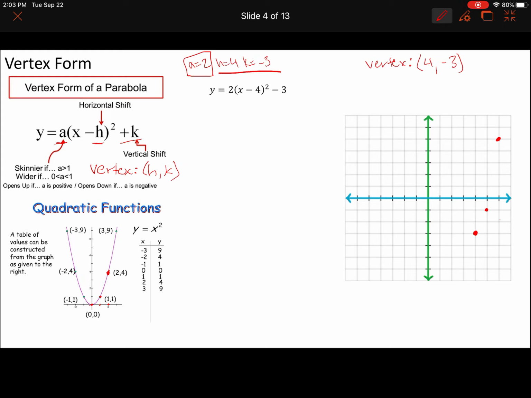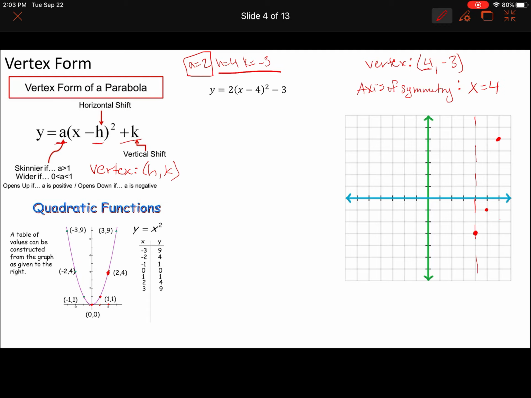And my axis of symmetry, let's talk about that again. Axis of symmetry is the line that runs straight through the middle of your graph. That goes straight through the vertex, like right here. And that equation is x equals 4. It's the very same x value as the vertex.